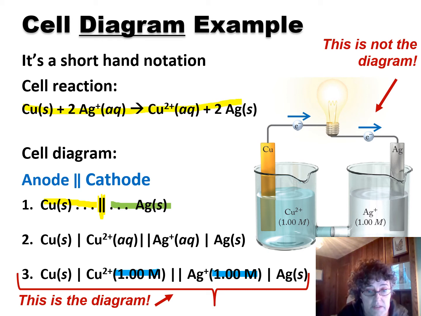So when given this, you know that this first half is the anode, so is the species that's getting oxidized. Copper solid is written first, so it is the reactant, so you write copper on the right, and then you write copper ions on the left, and then silver on the right and silver ions on the left.